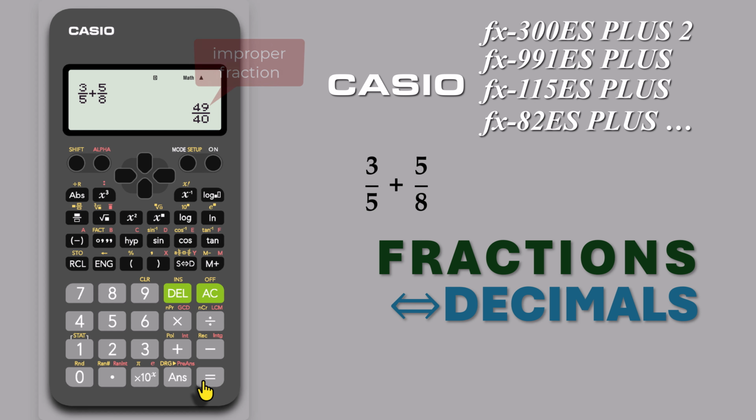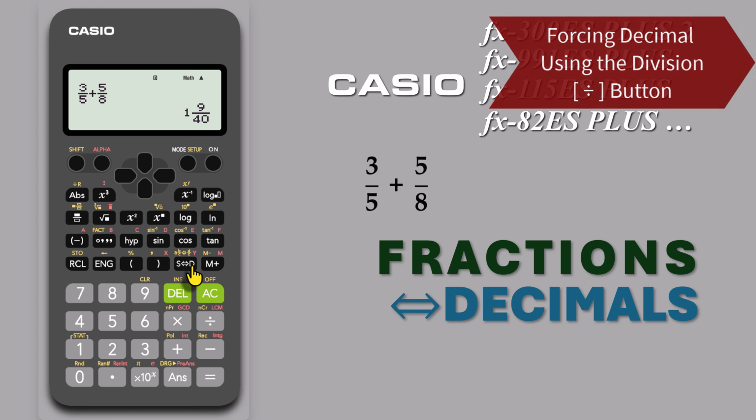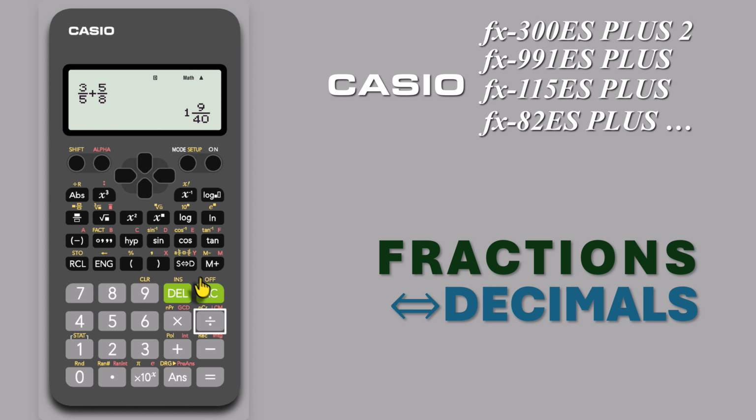From here, you can press S to D to convert it to a decimal, or press Shift then S to D to convert it to a mixed number. If you want the answer to display as a decimal right away without using the S to D key, you'll need to use the standard division button rather than the fraction button.